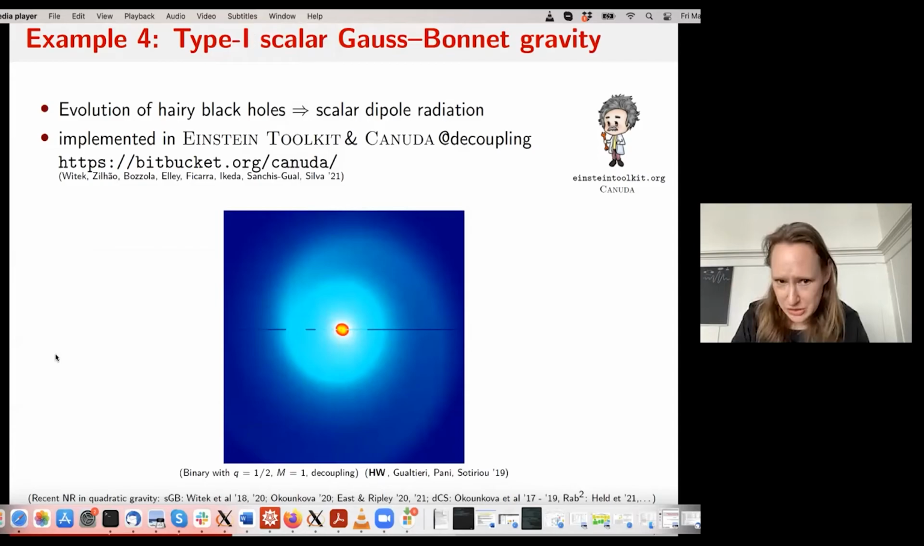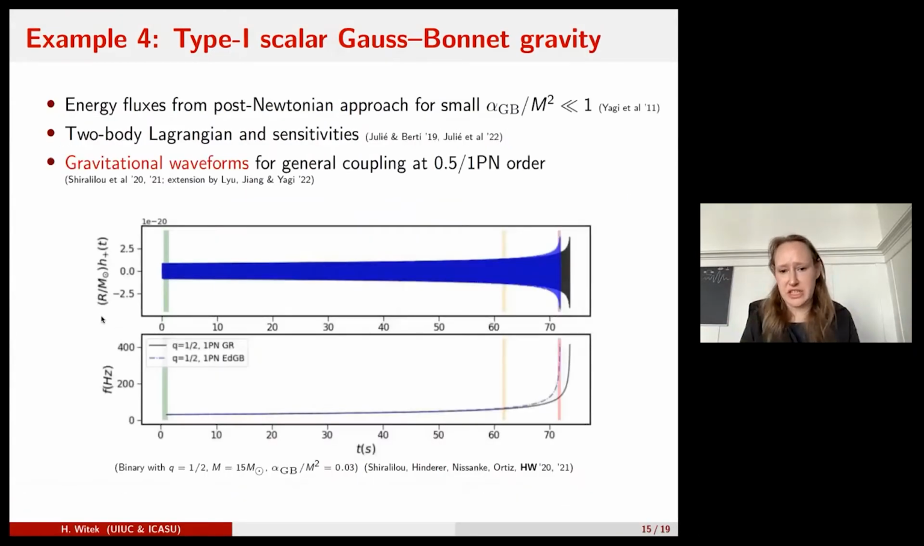Now, what I want to focus on for the next slide is actually going away from numerical relativity and looking at the post-Newtonian calculation that we have done with Banafsheh Shiralilou at the University of Amsterdam, Tanja Hinderer, who you saw just before me, Samaya Nissanke in Amsterdam, and Nestor Ortiz in Mexico City. And here, what Banafsheh has done is calculating, using post-Newtonian methods, the gravitational waveforms outside the small coupling regime up to 0.5 post-Newtonian order beyond the leading order for the scalar field, and 1 PN order for the tensorial modes.